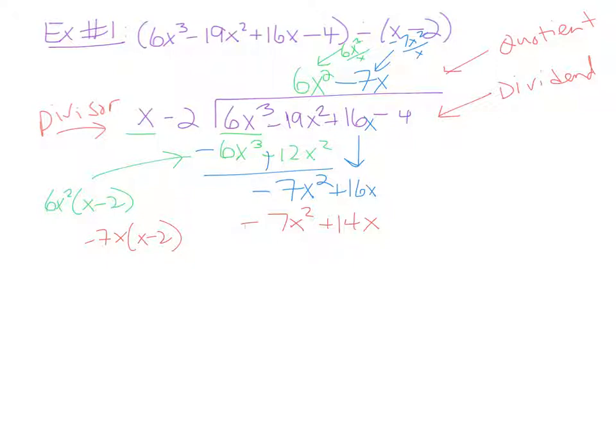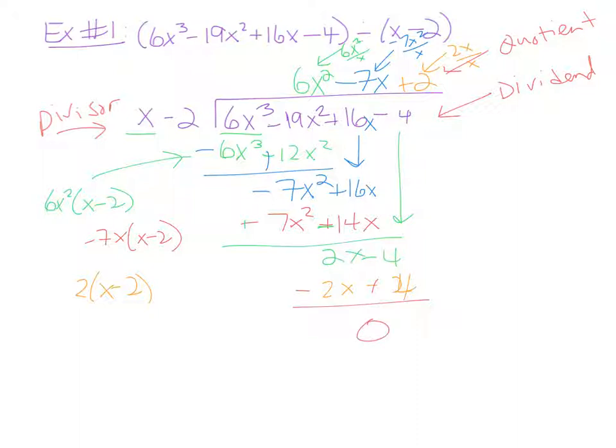Again, you're going to repeat what you did before and change your signs. We end up getting 2x, bring down your minus 4. So then we are now going to do 2x divided by x, which is a positive 2, so I'm going to write it as plus 2. And your final thing you do is you multiply 2 times x minus 2. And actually, what you're going to find is that everything cancels out. You get a 0 remainder. So my answer is just going to be 6x squared minus 7x plus 2.